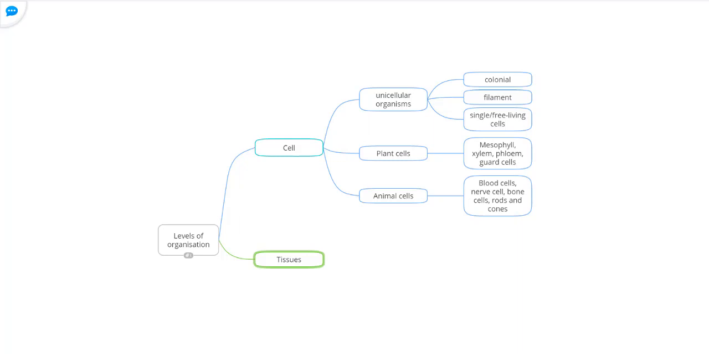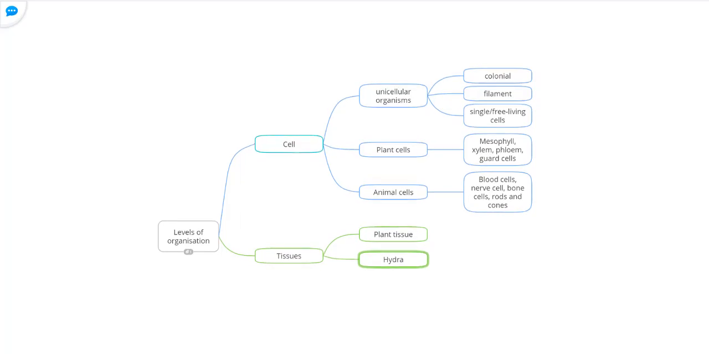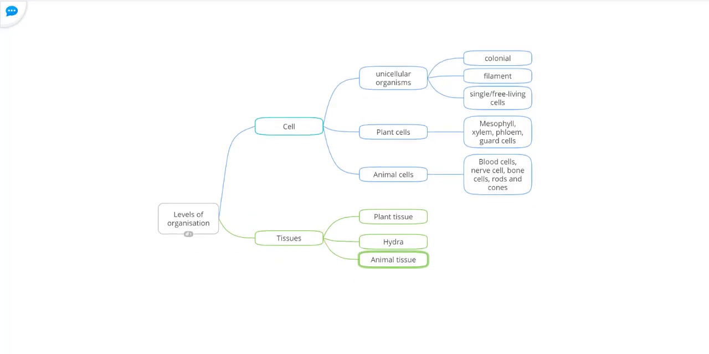On the other hand, when cells group together and perform similar functions, they form what we call tissues. An example is the plant tissue. Now, we can equally have organisms that exist at the tissue level. An example is the hydra. We equally have the animal tissues.